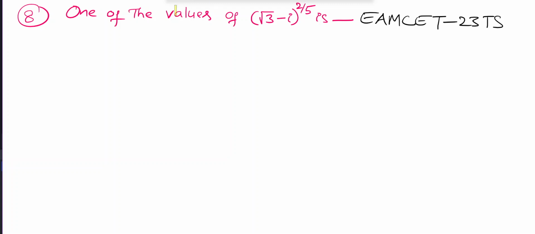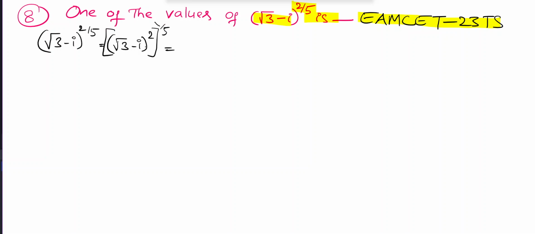This is the 8th problem from De Moivre's Theorem, EAPCET 23 TS. Here it asks one of the values of root 3 minus i whole to the power of 2 by 5 is dash. So this is given: root 3 minus i whole to the power of 2 by 5. This is written as root 3 minus i whole square, to the power of 1 by 5. Root 3 minus i whole square.